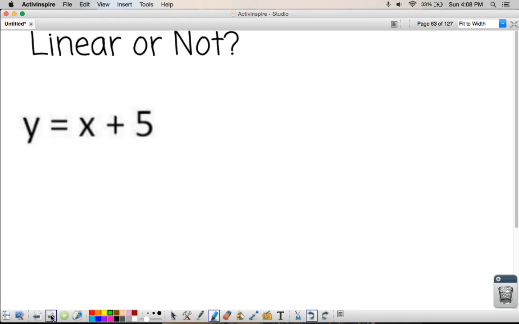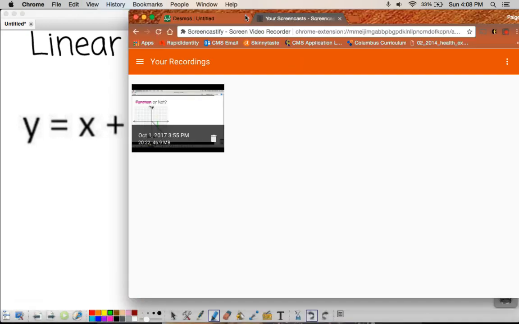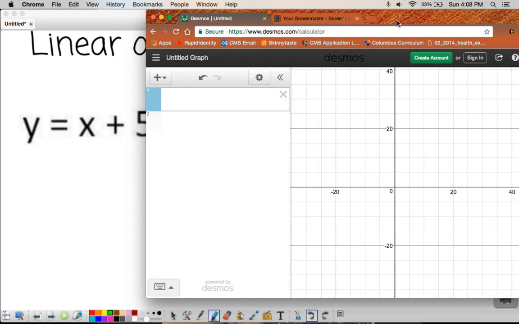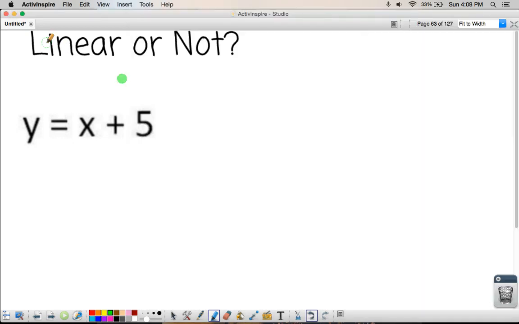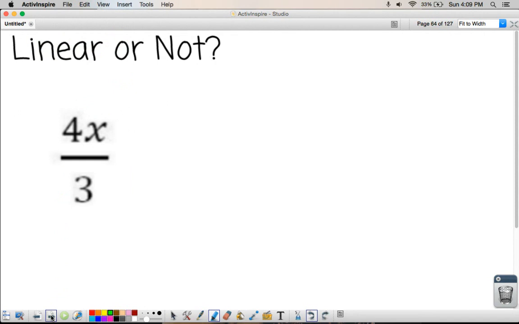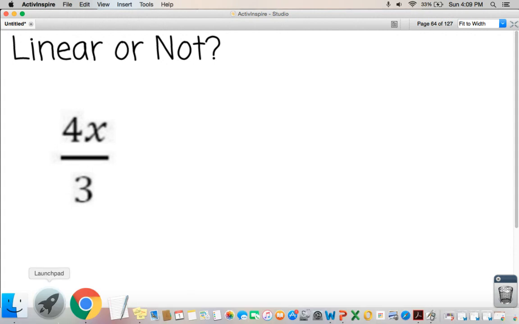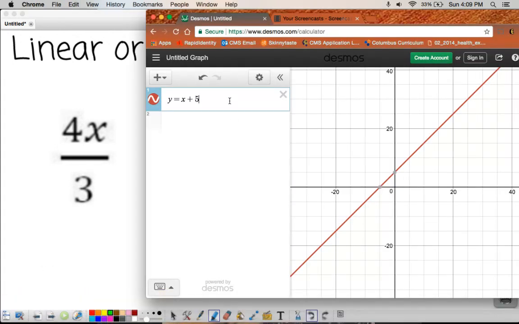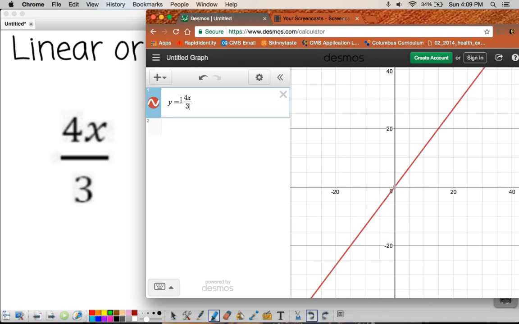So here, if we were to graph this one, if I had y equals x plus 5, this makes a straight line. So that means that this is linear, and it follows all of our rules. If we graph this one, we have y equals 4x divided by 3. Still follows our rules. It's linear.